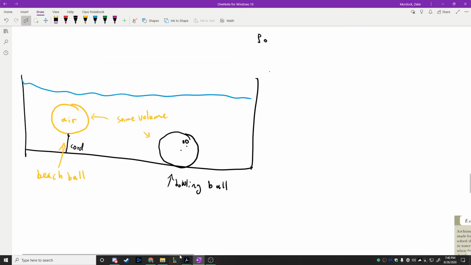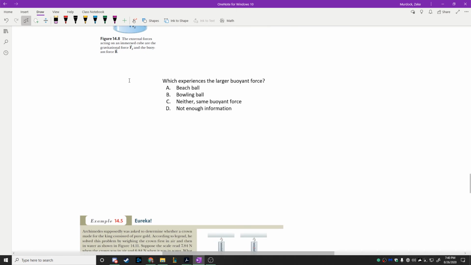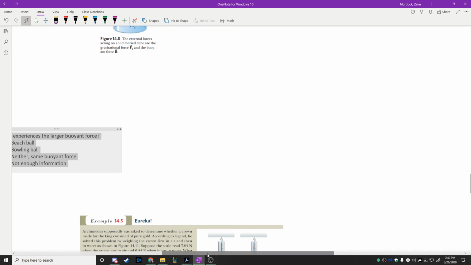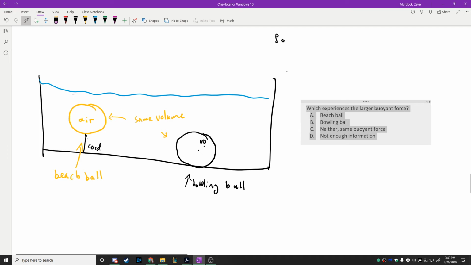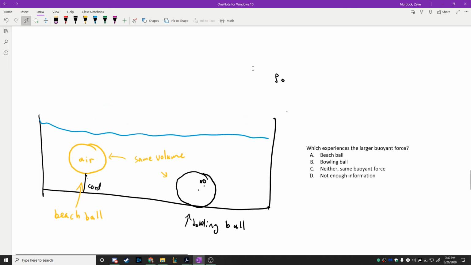All right, so this is the question I want you guys to think about. Here it is. Suppose that I have the following scenario. I've got a pool, and in this pool, I've got a beach ball and a bowling ball. Now, the bowling ball is just sitting on the bottom of the pool, doing what it would normally do because a bowling ball is obviously more dense than water. It's not going to float in water. But a beach ball, on the other hand, definitely floats in water, right? So I've got a beach ball over here. It's filled with air. The two objects have exactly the same volume, okay?